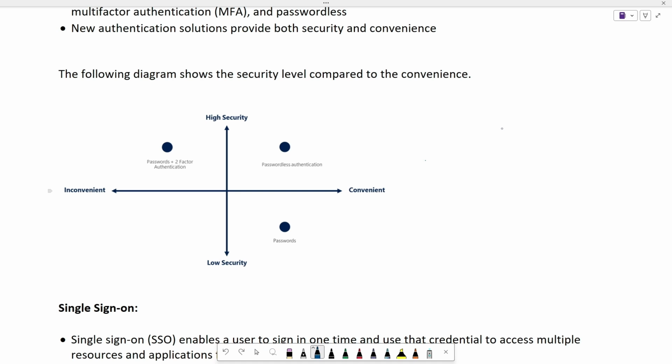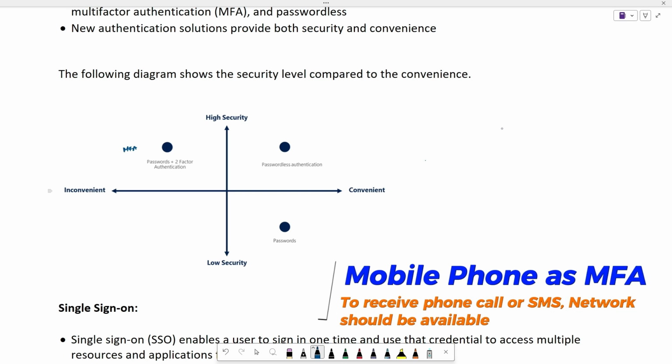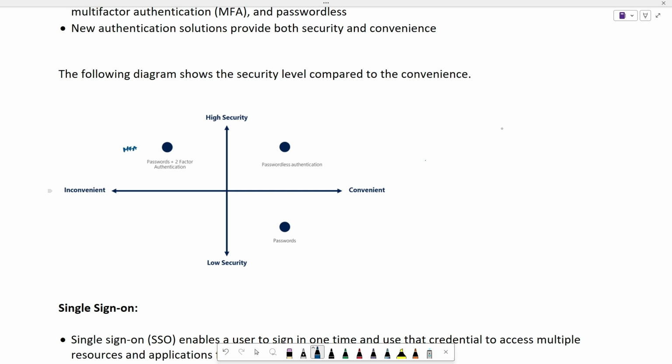If I am using the standard password and two-factor authentication, this is multi-factor authentication. Since I need to have a device, it can be a hardware token, an RSA token, or a mobile device to get the token. So I need to keep this device always with me to authenticate. So this is inconvenient. And if the internet is not working and I am not able to receive the token, then I will not be able to authenticate. But two-factor authentication is considered a highly secure way of authentication.